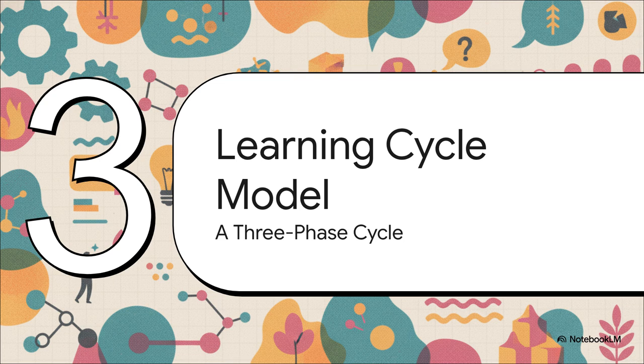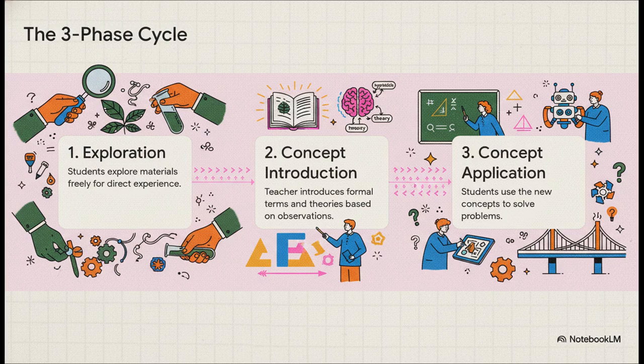Our third blueprint is the learning cycle model. This one is really popular because it has this beautifully simple and effective 3-part structure. This cycle just makes sense. First, students explore. They get hands-on experience with stuff before you give them any formal instruction. Then, based on what they observed, the teacher comes in to introduce the official concepts and vocabulary. And finally, students apply those new concepts to solve a new problem, which really locks in their understanding. Explore, introduce, apply. It's a great rhythm.